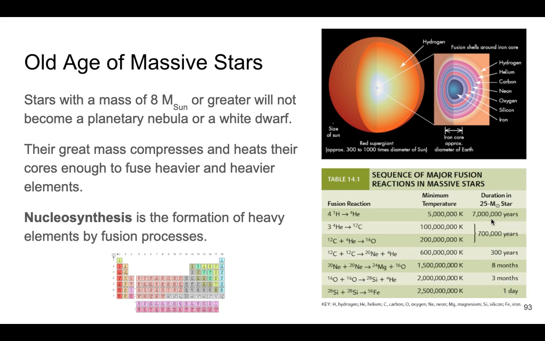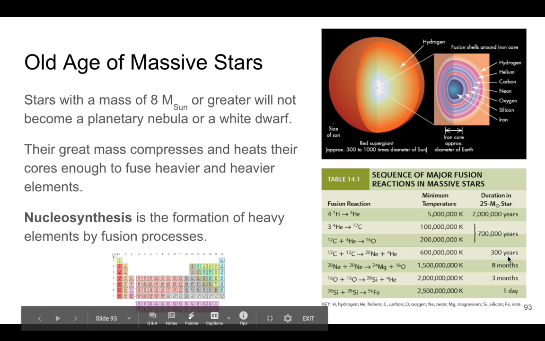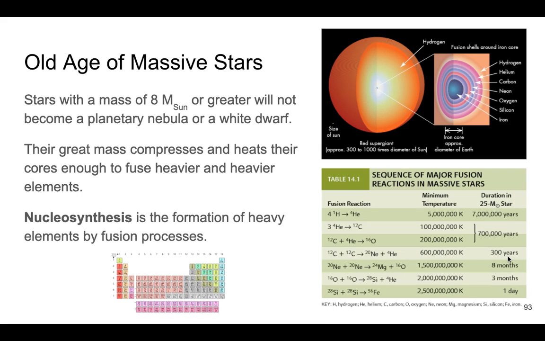After that, more things start happening. I'll do this part a little quicker. So it's going to take carbon and fuse them together and give us neon and more helium. And it'll do that for about 300 years, which again is long in terms of a human lifetime, but tiny in terms of the life of a star.